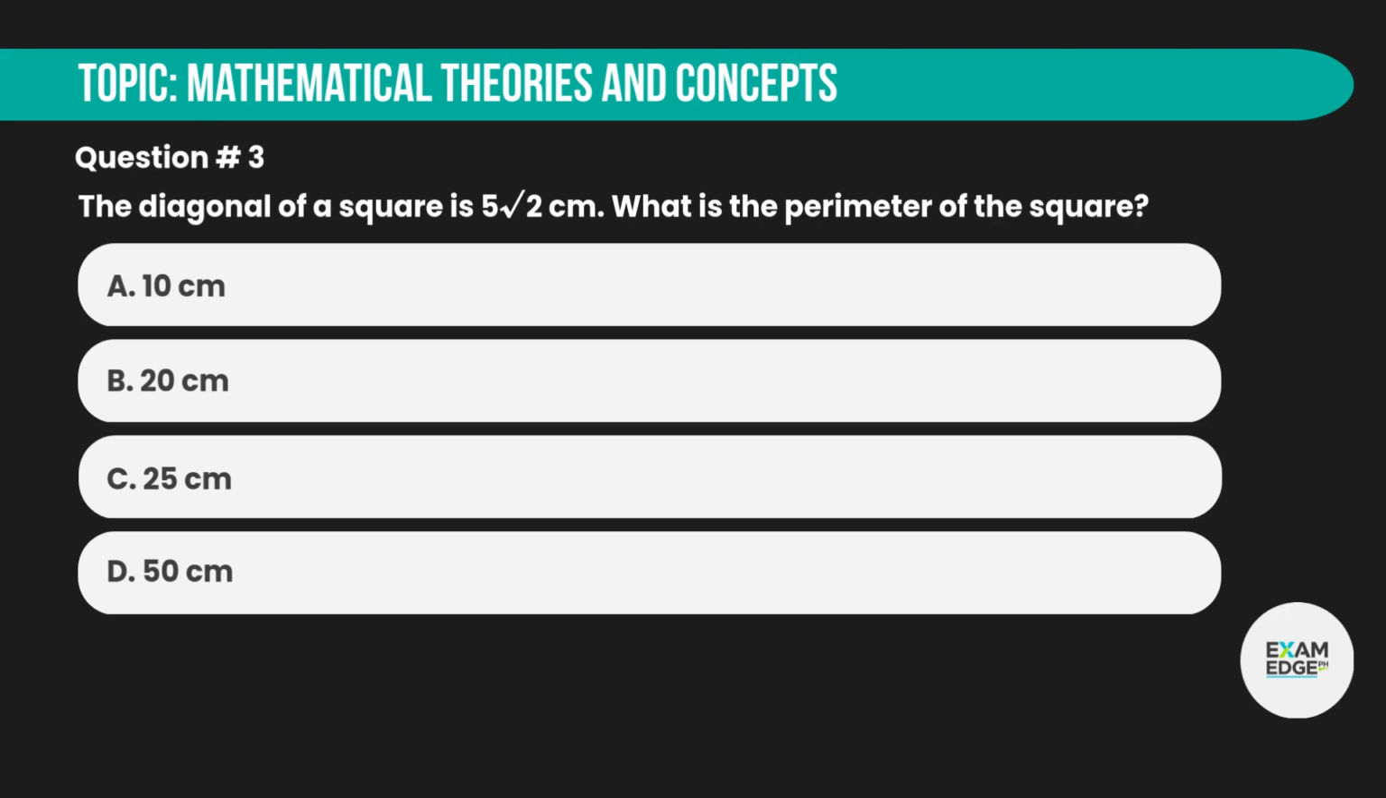Question number 3. The diagonal of a square is 5 square root of 2 centimeters. What is the perimeter of the square? A. 10 centimeters. B. 20 centimeters. C. 25 centimeters. D. 50 centimeters. Correct answer: B. 20 centimeters.